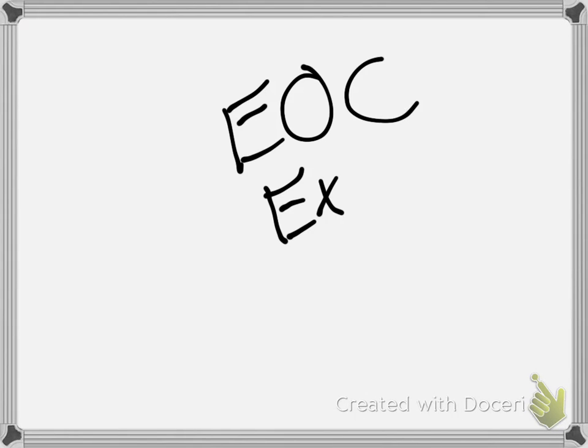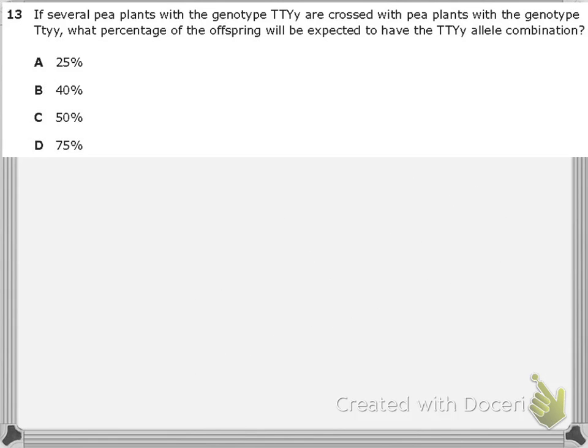All right, EOC explained. Today we are going to go over question 13. If several pea plants with the genotype big T, big Y, little y are crossed with pea plants with the genotype big T, little y, what percentage of the offspring will be expected to have the big T, big Y, little y allele combination? Okay, a lot of letters here.